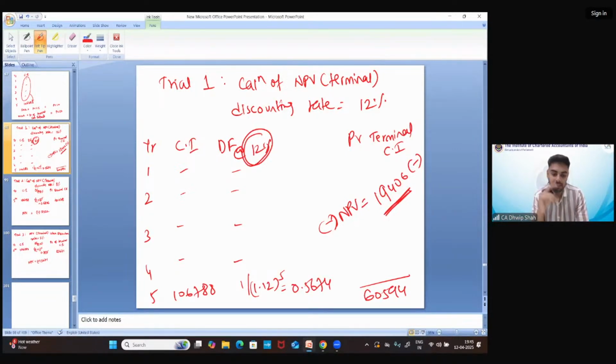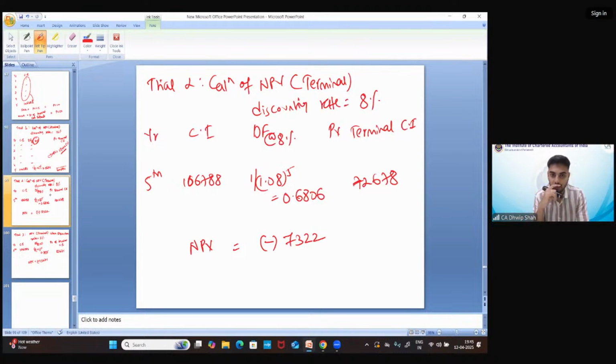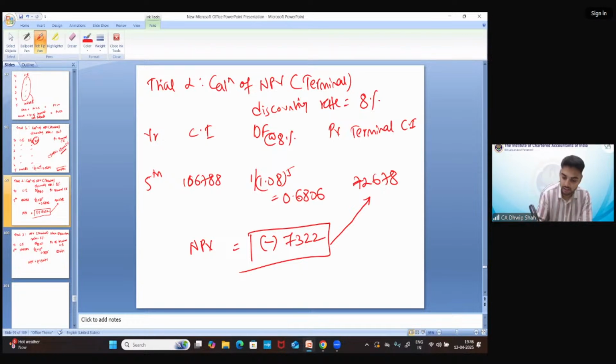So we took a gap of 4%. Our trial 2 was considering the discounting rate of 8%. At 8% we calculate NPV, and it is still coming to negative 7322. It is not coming to zero. So 8% is also not my MIRR, because it is not coming to zero. I want it to come to zero. So to bring this to zero, I have to increase the NPV from negative to zero. To increase the present value, I have to lower my discounting rate. So now trial 3 has to be something less than 8%.